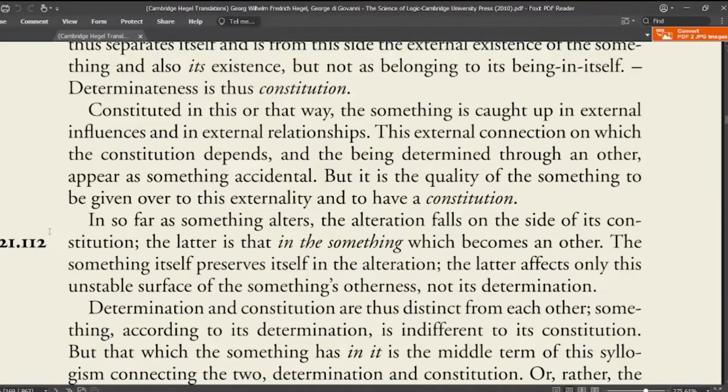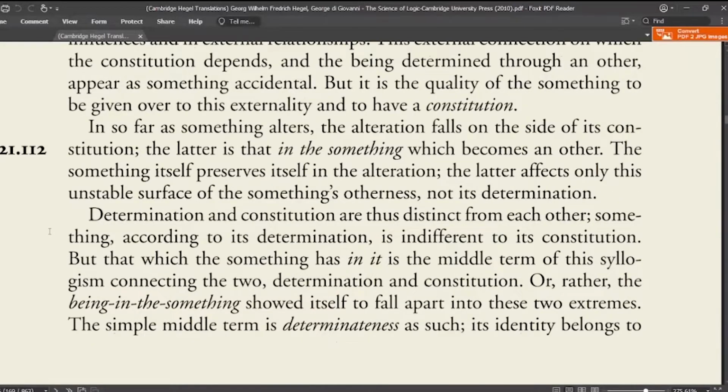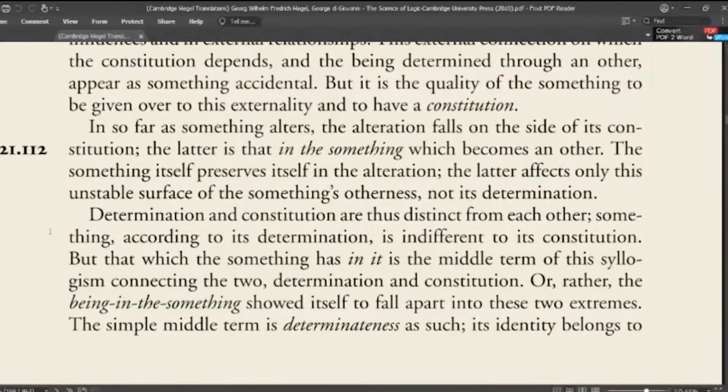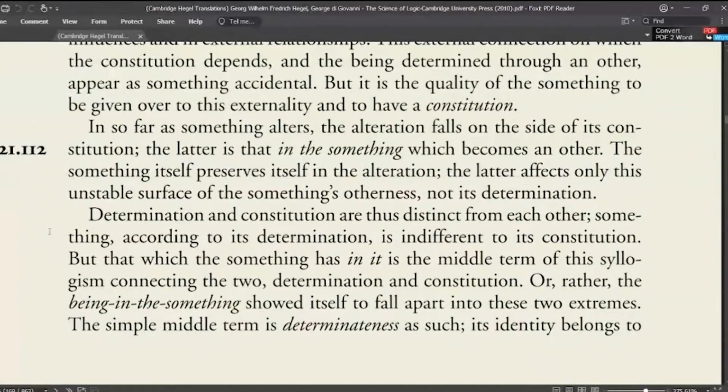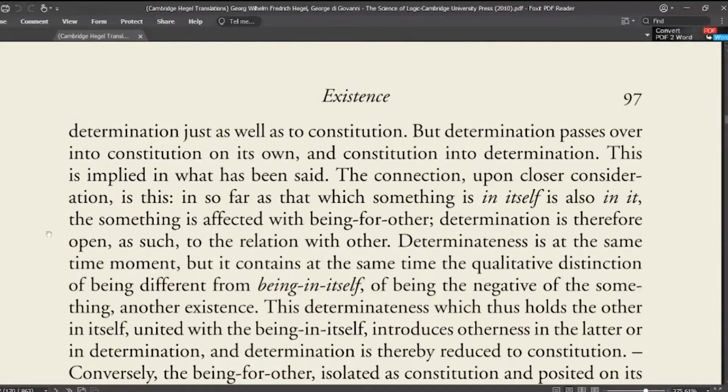Determination and constitution are thus distinct from each other. Something according to its determination is indifferent to its constitution, but that which the something has in it is the middle term of this syllogism connecting the two, determination and constitution. Or rather, the being in the something showed itself to fall apart into these two extremes. The simple middle term is determinateness as such. Its identity belongs to determination just as well as to constitution, but determination passes over into constitution on its own, and constitution into determination. This is implied in what has been said.